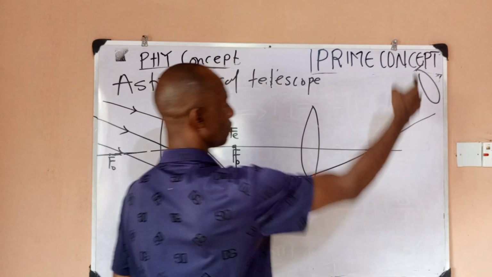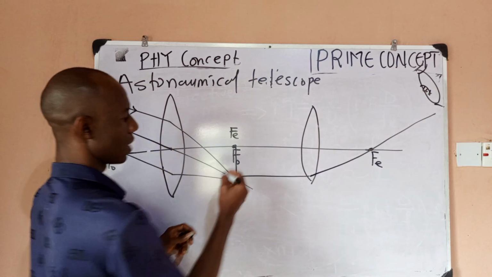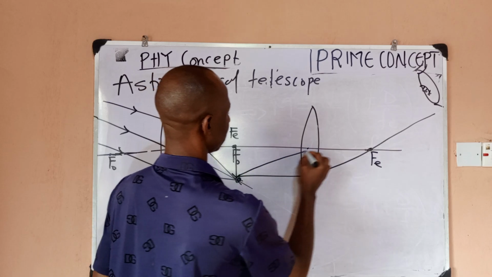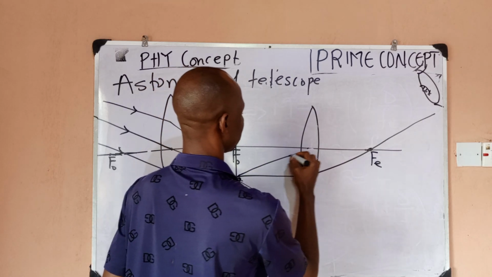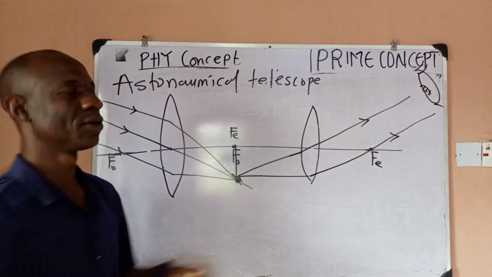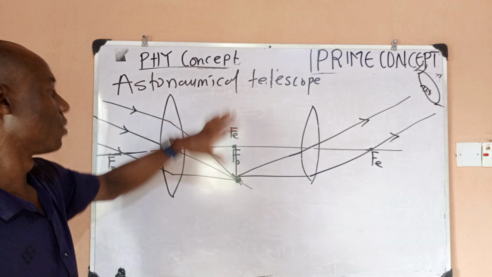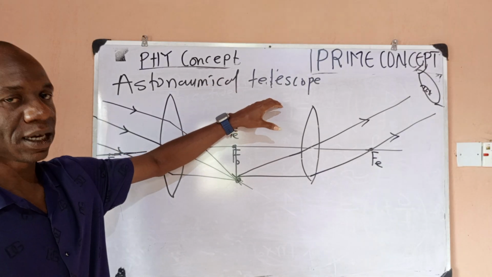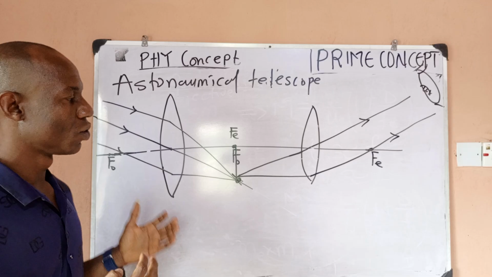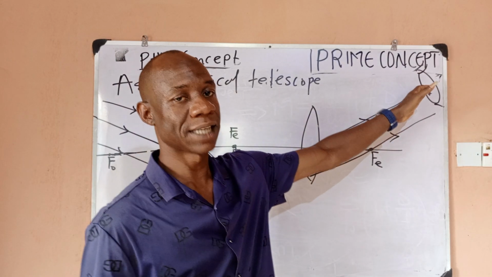Meanwhile, the eye that is trying to view it is at this point. This is the eye. When the rays pass again like this, they go parallel, so that parallel rays are now seen by the eye. This is actually the working principle for our astronomical telescope. Now, if you watch this clearly, you would notice that the final image is formed somewhere at infinity.